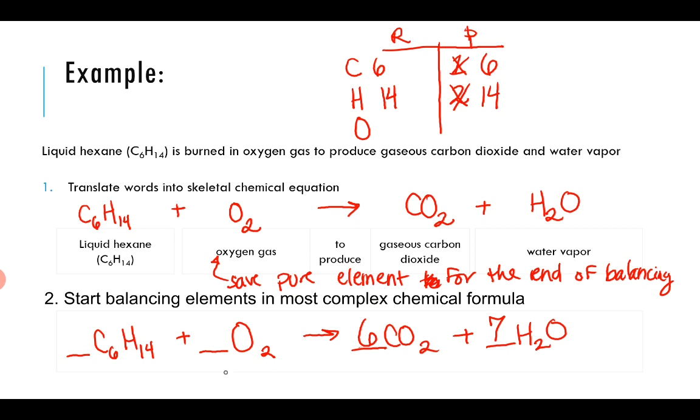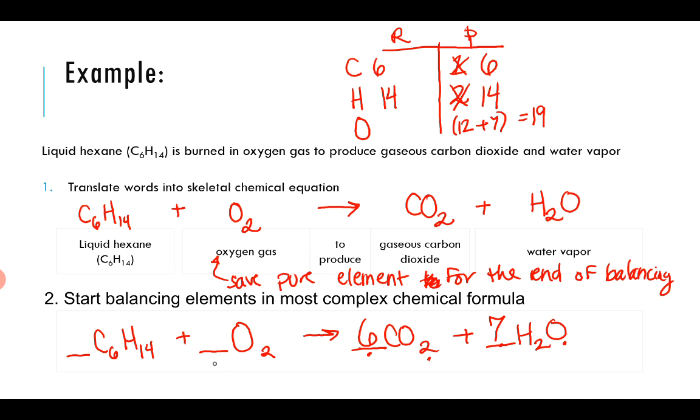Next up, I have to figure out my oxygens. I have a lot of oxygens on my product side, so I'm going to count those first. I have 12 oxygens from my carbon dioxide because I have 6 times 2. And then I have 7 times 1, which is 7. And so on my product side right now, I have 19.